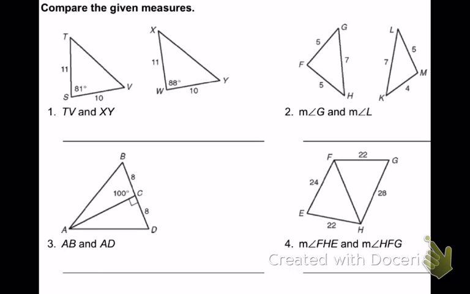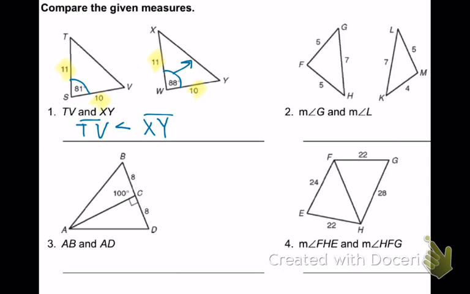Number 1, TV and XY. So notice here they have the same segments. I have 11, 11, 10, 10. So I'm looking at 81 and 88. Which one's bigger, 81 or 88? 88. So I would say that TV is less than XY. And I'd write that as an inequality.